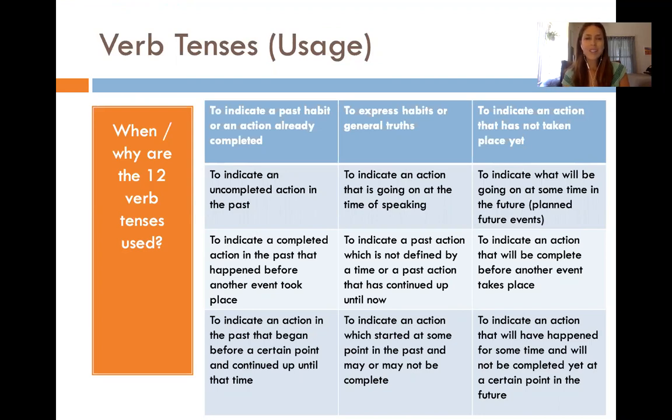So yeah, all of these, remember we're doing past habit already completed, an uncompleted action in the past, a completed action that took place before another past action, and then a past action that began before another one and continued up to it. So there's different kinds of levels of this. So I would go through this and spend some time. Also look at the diagrams that we did. That can be very useful. And if you have any questions, let me know.